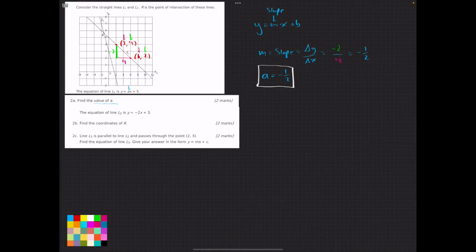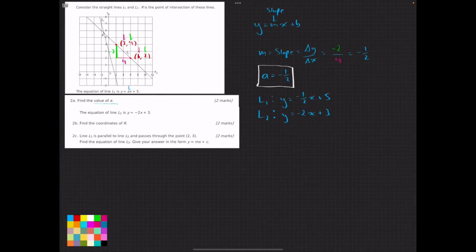Alright, and we know our equation of a line. We're going to need this actually, so let's write it out. L1, what is that? That is equal to, y is equal to, and we just said it's -1/2 x plus 5. And L2, they gave us that, and that is y is equal to -2x plus 3. Okay, so let's go on to question B.